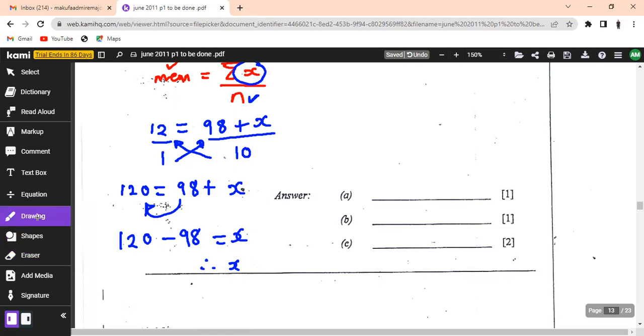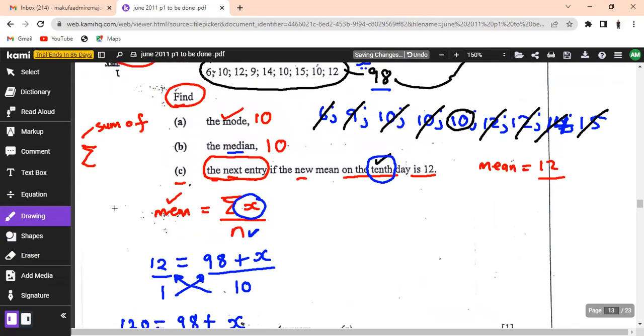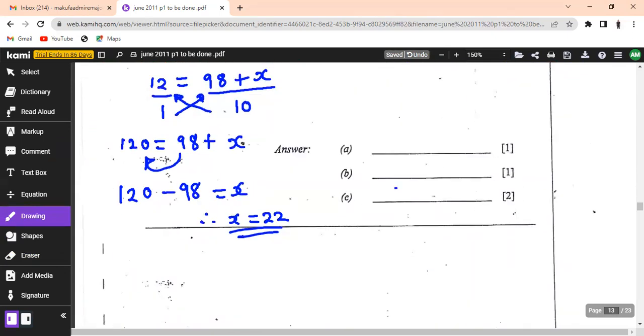So we are going to have X, which is 120 minus 98. For my calculations, that is going to give me 22. So that is the next entry. The next entry is going to be 22. So here we just had the answer.